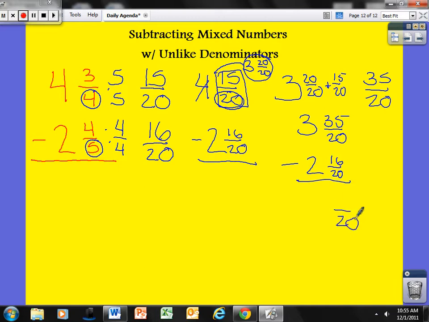That is great. 35 minus 16. 16 is 4 away from 20. 20 is 15 away from 35. 15 plus 4, that gives me 19. 3 minus 2 is 1. 1 and 19/20. And I know from Mrs. Schaefer that if the numerator and denominator are separated by 1, the numerator is 1 smaller than the denominator, I cannot reduce this. So this is already in simplest terms. So 1 and 19/20 is my answer.